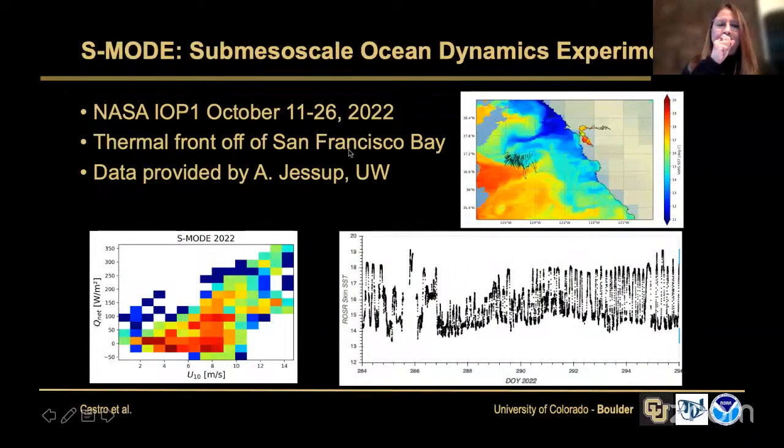So let's start with S-MODE. This is an ongoing NASA experiment, and the data here comes from phase 1, which took place in 2022 off of San Francisco Bay. The objective was to sample this strong front continuously. The front persisted for about 3 weeks. Here we have skin SST measurements across the front, and we see strong variations in SST as the front is crossed. The magnitude of this front was about 4 degrees Celsius.